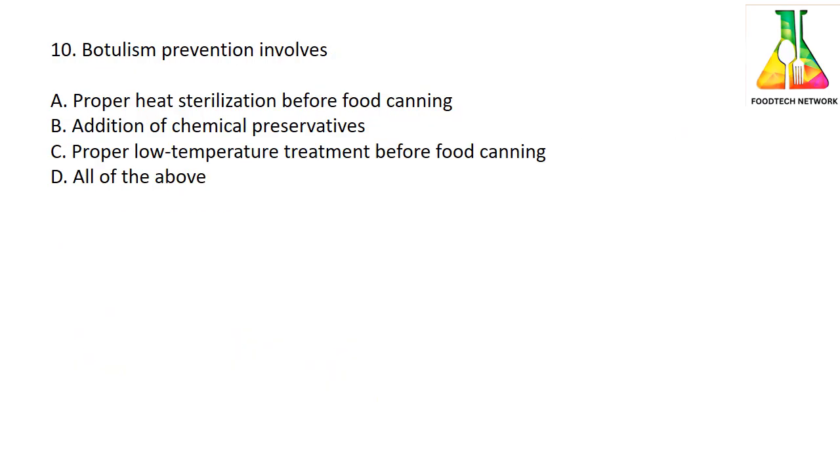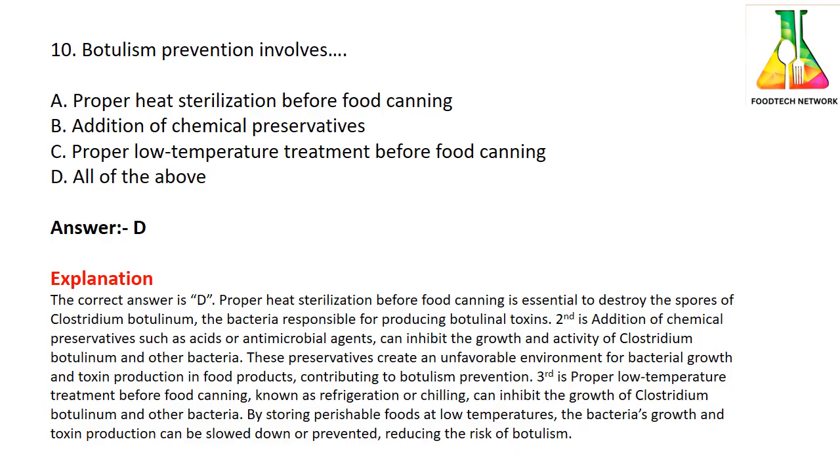Botulism prevention involves option A, proper heat sterilization before food canning. Option B, addition of chemical preservative. Option C, proper low temperature treatment before food canning. And option D, all of the above. Option D, because proper heat sterilization before food canning is essential to destroy the spores of Clostridium botulinum, the bacteria which is responsible for producing toxins.